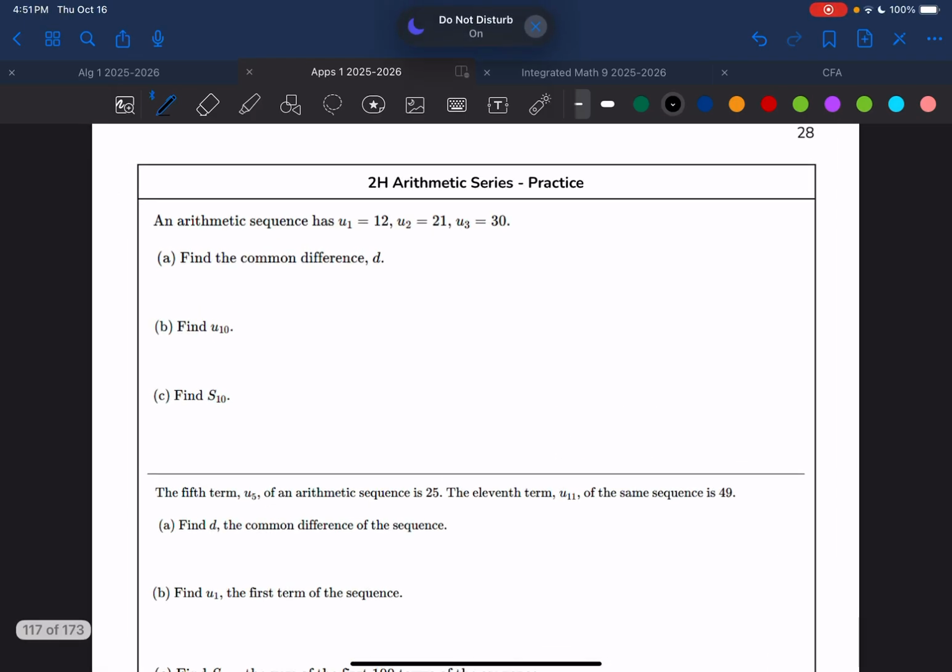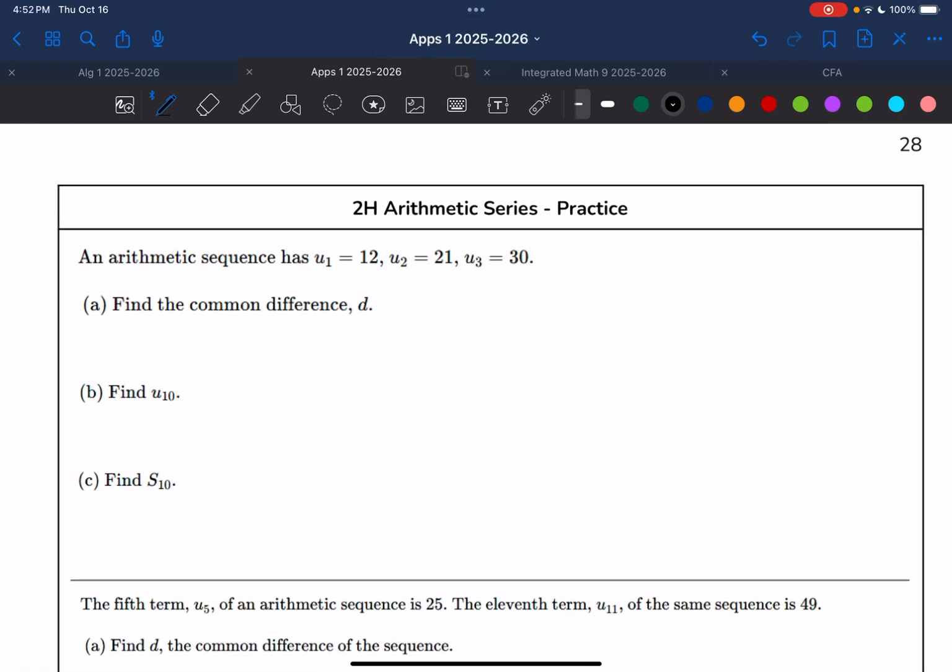All right, so this is page 28 in the notes packet. These are some arithmetic series practices. So we have U1 equal to 12, U2 equal to 21, U3 equal to 30. And we know that D, we can find that by doing U3 minus U2 or U2 minus U1. Either way, it is 9. Meaning that U10 is equal to U1, which is 12, plus our common difference, which is 9, times 10 minus 1. And you see that that's going to end up being 93.